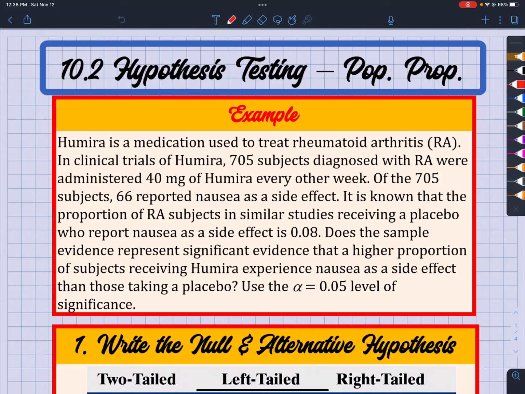All right, so today we're going to be talking about using the hypothesis test, but on a population proportion. So I figured that I would just use an example and then go through the steps with you guys. All right, so let's take a look at this.